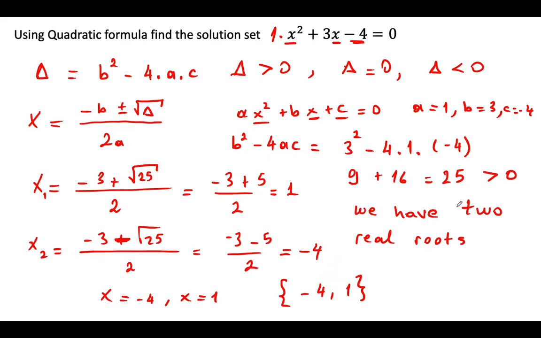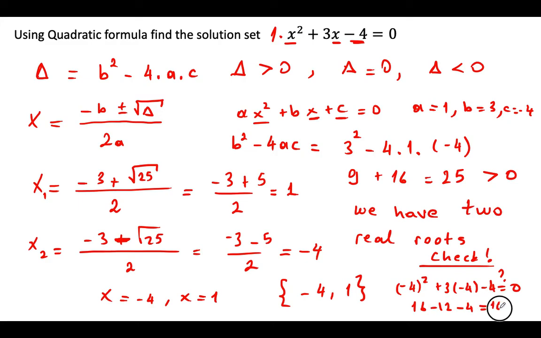How can we check whether there is any mistake or not? To check this, just plug it in. X is negative 4, so put it here. Negative 4 squared plus 3 times negative 4 minus 4 is equal to 0 or not. If it is 0, you are right. So 16, negative 12, negative 4. So it is clear that 16 minus 16 is equal to 0.